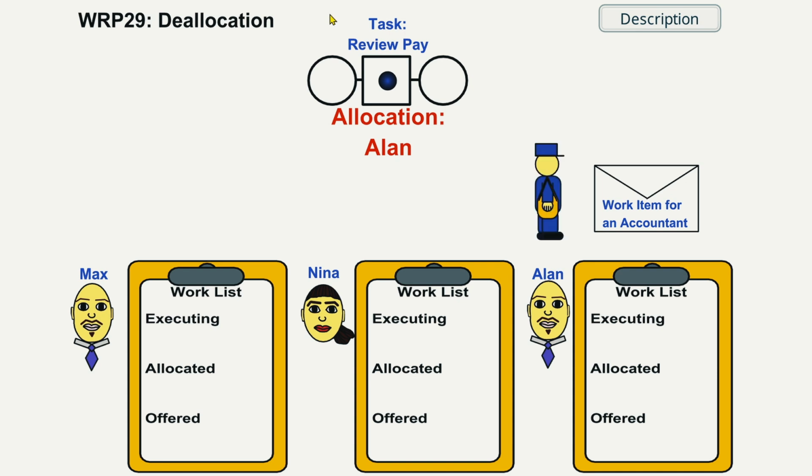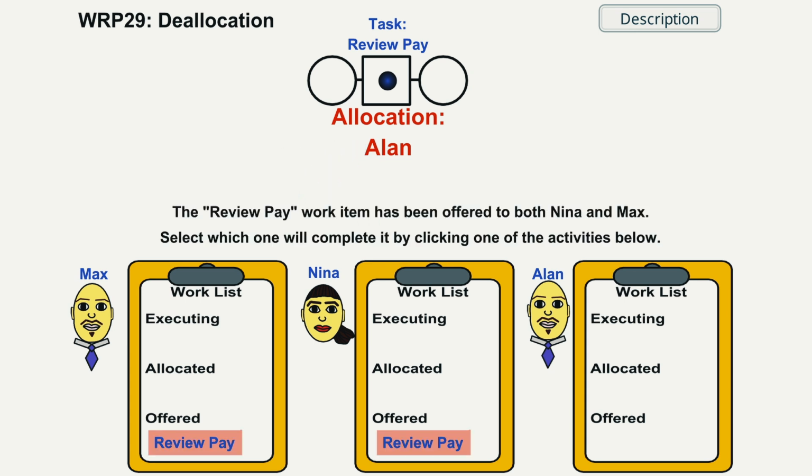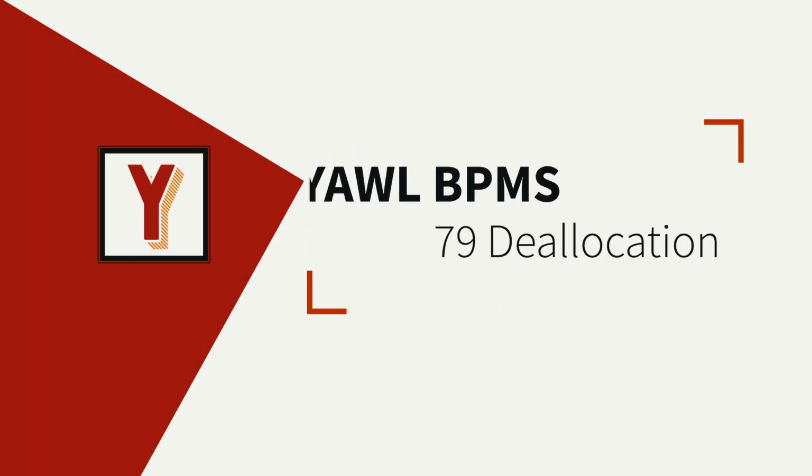The review pay work item is allocated to Alan, but Alan cannot complete the work item and wishes to offer it to another available resource.